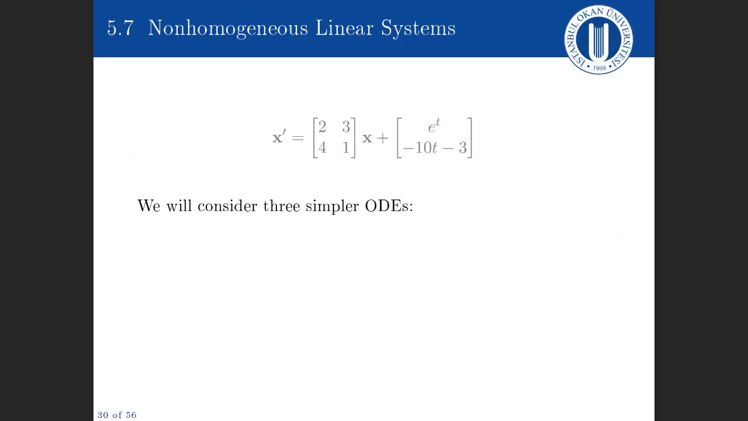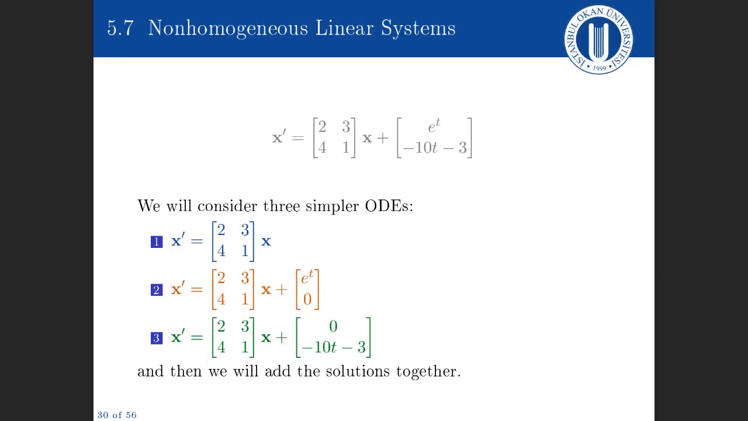We're going to be considering three simpler differential equations. We're going to be looking at the homogeneous equation, which I'm writing in blue. We're going to be looking at this orange equation, x prime is equal to (2, 3; 4, 1) x plus e to the power t (1, 0). We will find a particular solution to the orange equation. And we're going to look at x prime is equal to (2, 3; 4, 1) x plus 0 minus 10t minus 3. Again, we're going to find a particular solution this time. And then after we've got our three solutions, our three functions, we're just going to add them together.